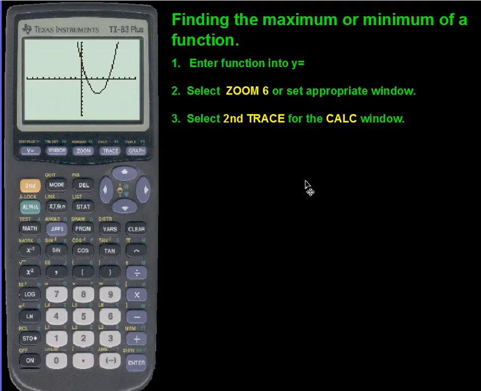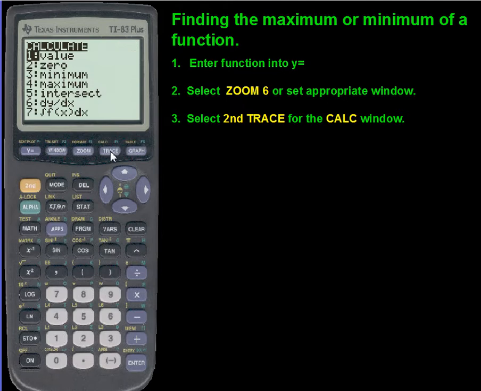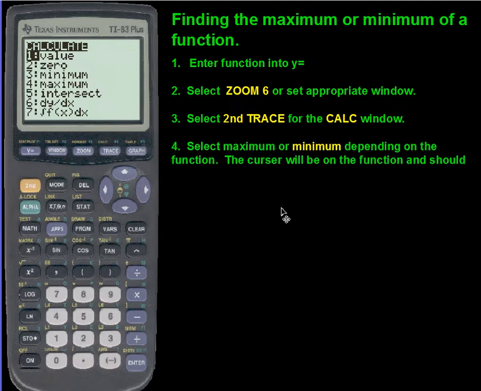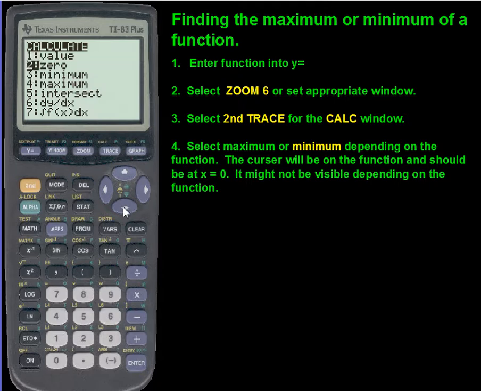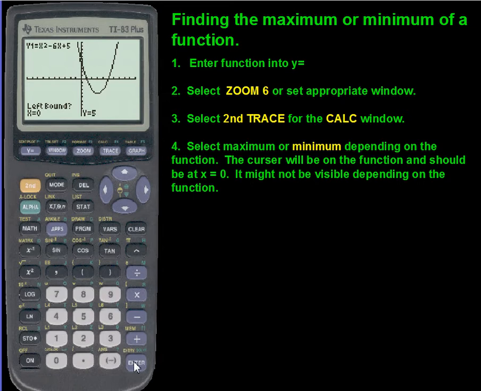So once I get it in there, I'm going to hit second trace, which is calculate. So second, over here at trace, you can see barely in the yellow, up above there, calculate. And then I'm going to pick whichever thing I want to do. In this case, I'm going to be doing the minimum since my parabola opened up. It's 3, so I can always, and this is always the case, I can arrow down and hit enter, or I can just type the number 3.